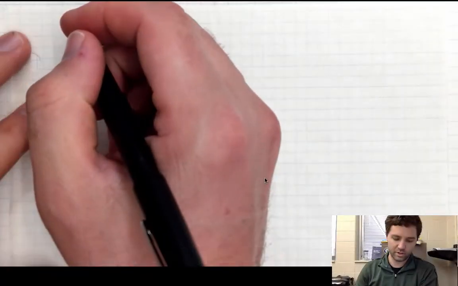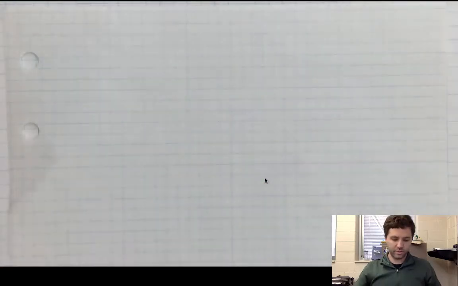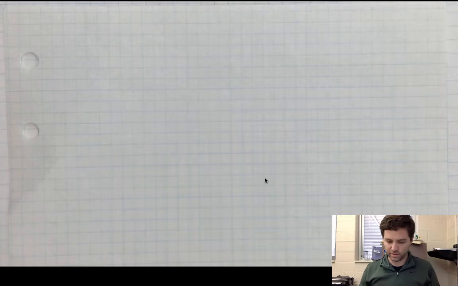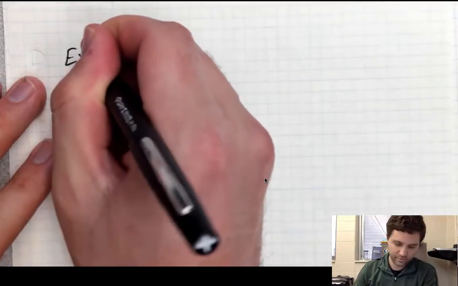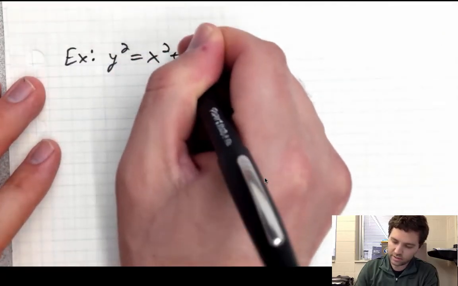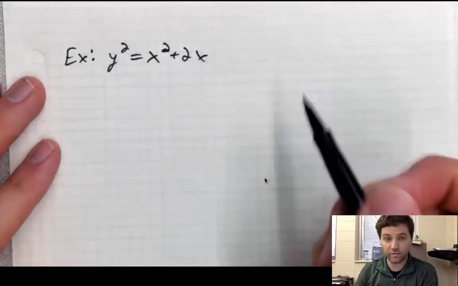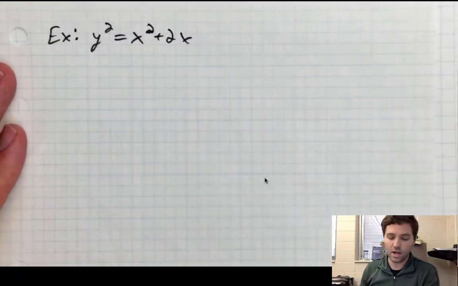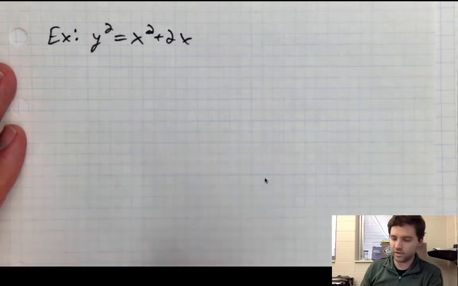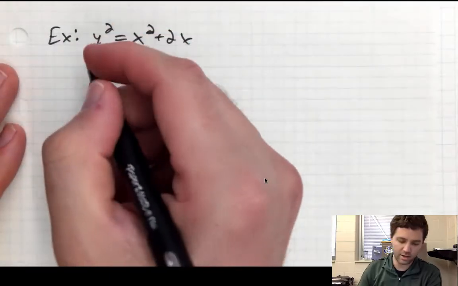Let's look at example number 2 now. So for example number 2, we are going to take, paper's organized here, sorry. We are going to take y squared equals x squared plus 2x. And we're going to find the second derivative. So same instructions. You should try this one on your own. Pause the video, try it, and then see how it goes, and then check your answer.